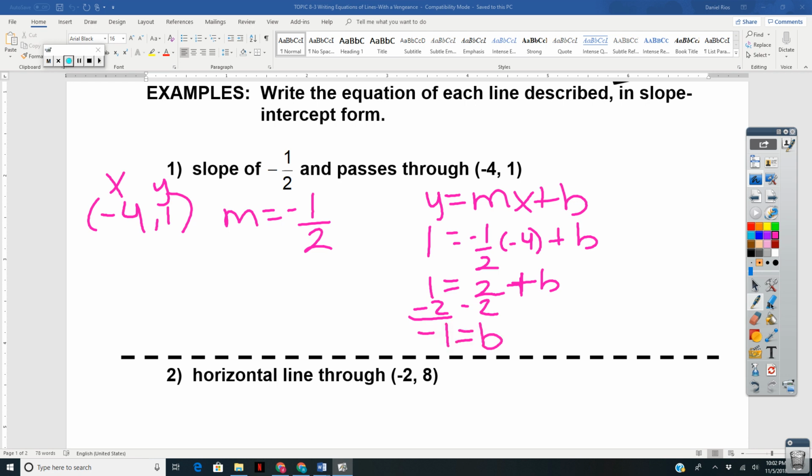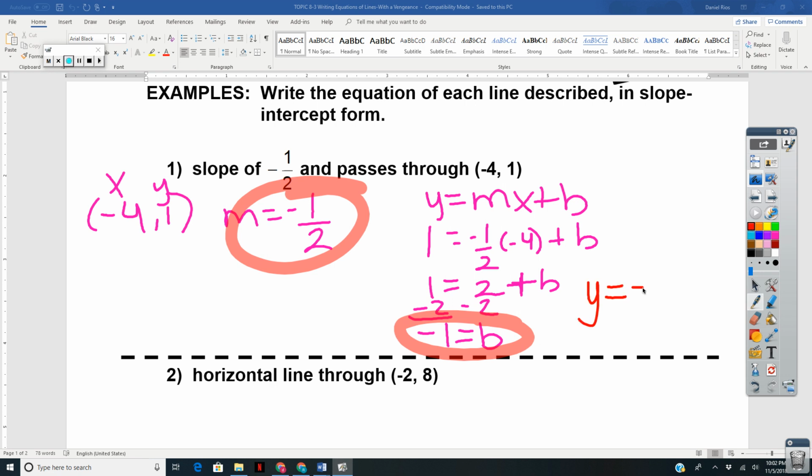So now that you have b and you have your m, you can write the equation of a line in slope-intercept form. So my equation is y equals negative 1/2 x minus 1. That's my answer. Okay. Again, use it for today's assignments. You don't have to copy it down. Let's go on to the next one.